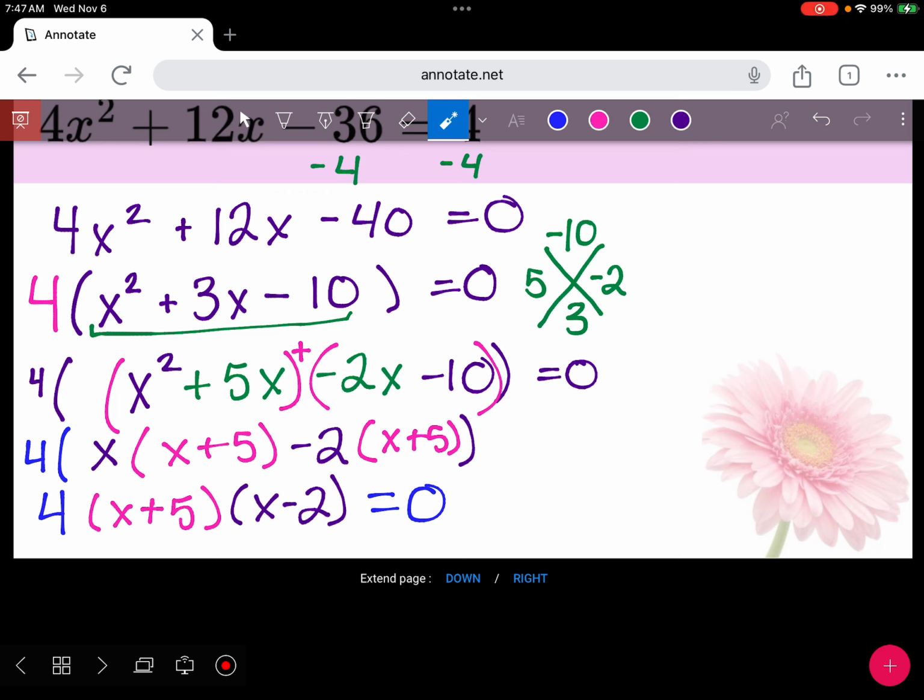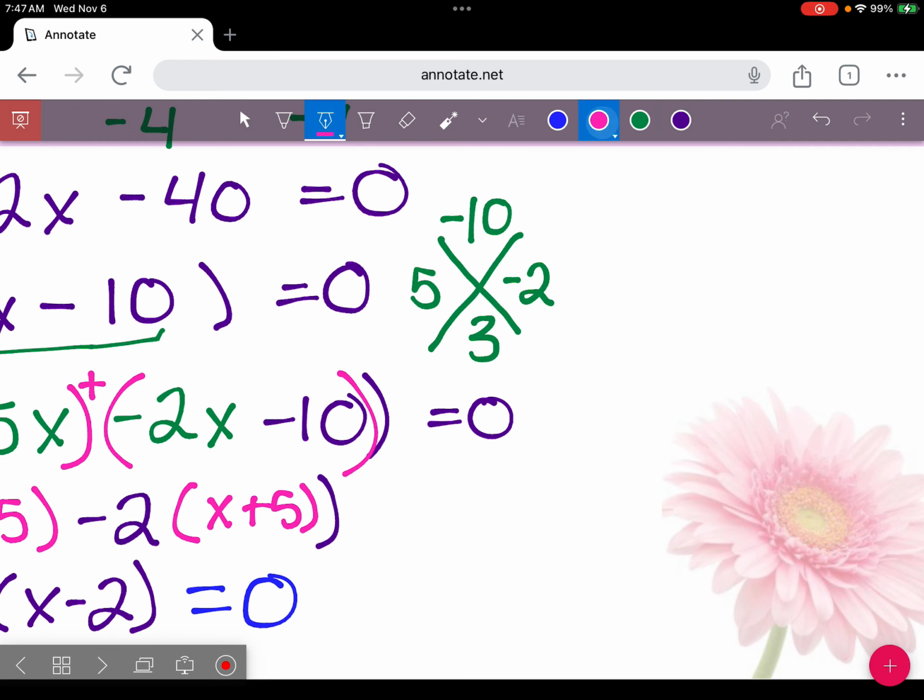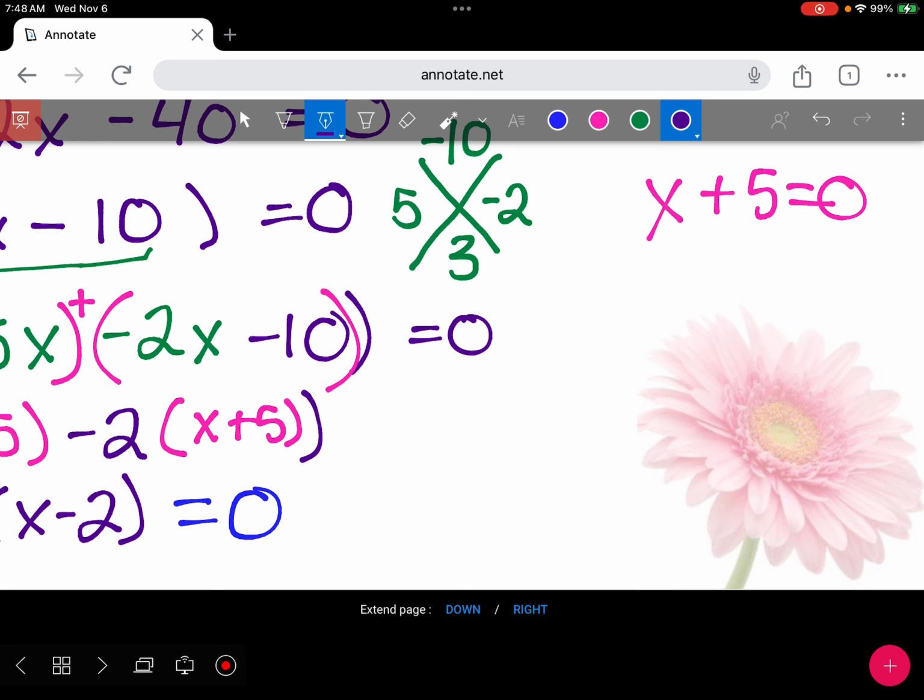So now we need to find our solutions, our roots, our zeros. I'm going to take every factor that has an x in it and set that equal to 0. So I don't need to do anything with my 4 out front. There's no x in there. What we do need to do is look at our x plus 5 equals 0 and find that solution, and look at our x minus 2 equals 0 and find that solution.